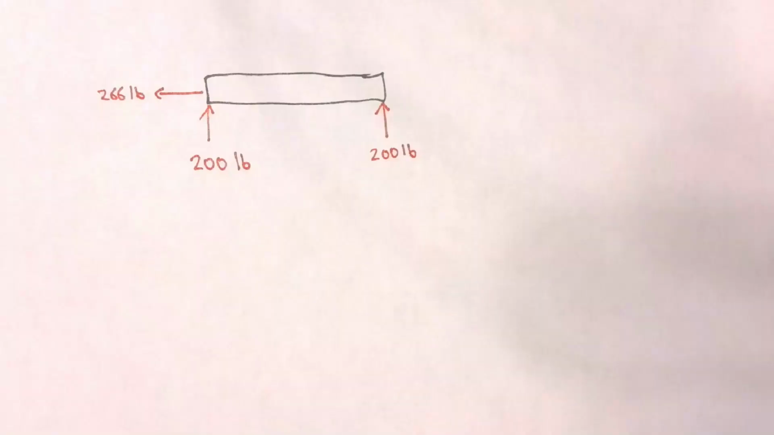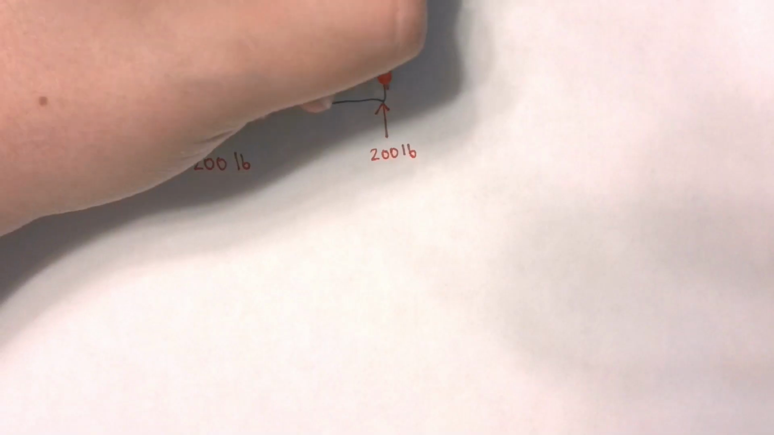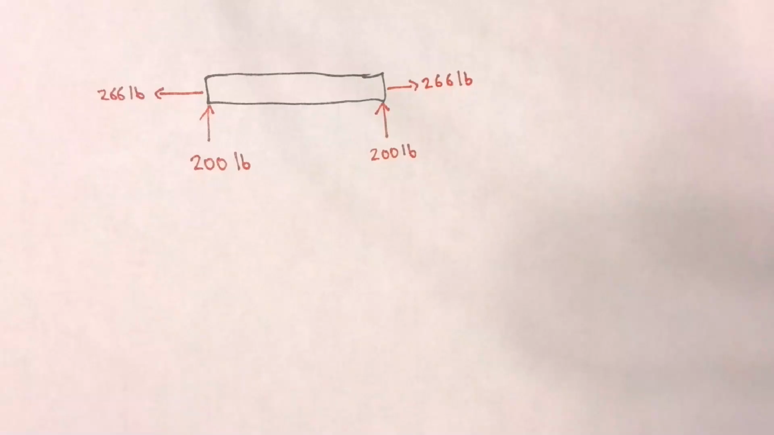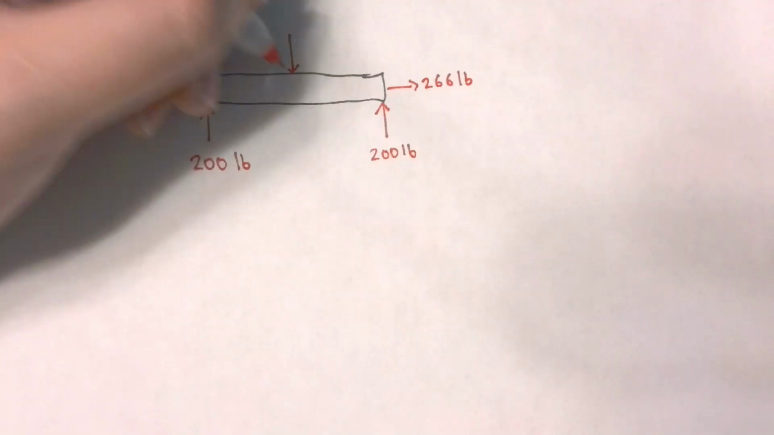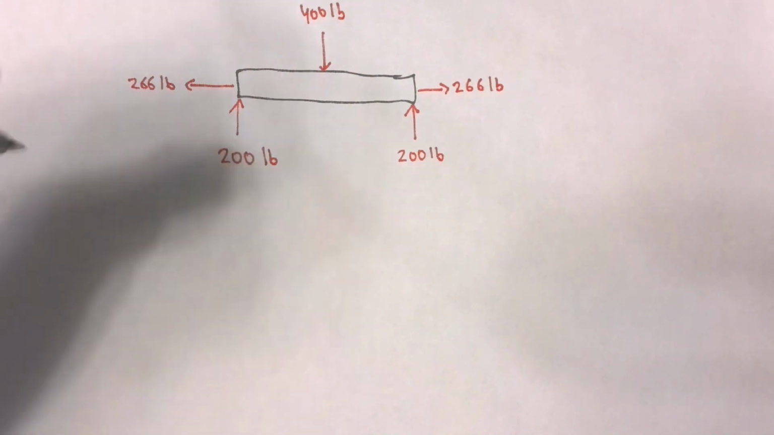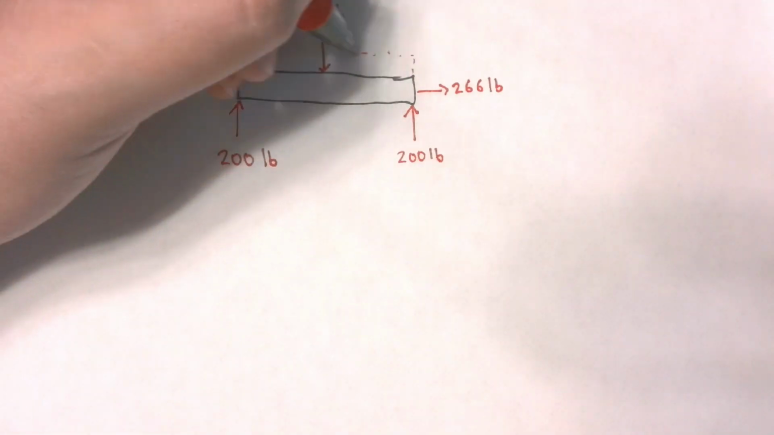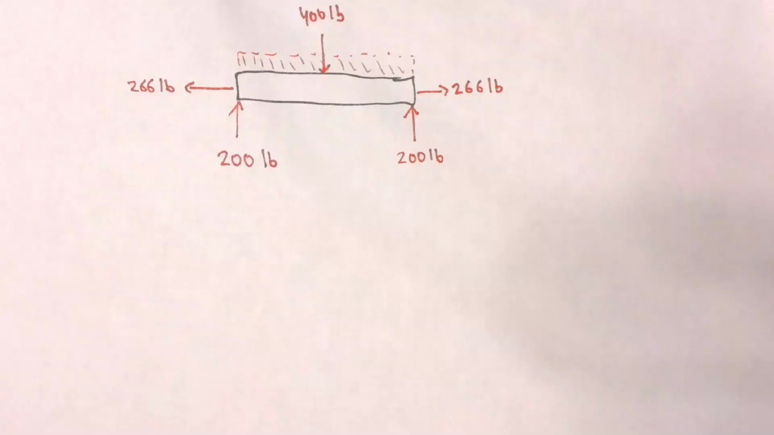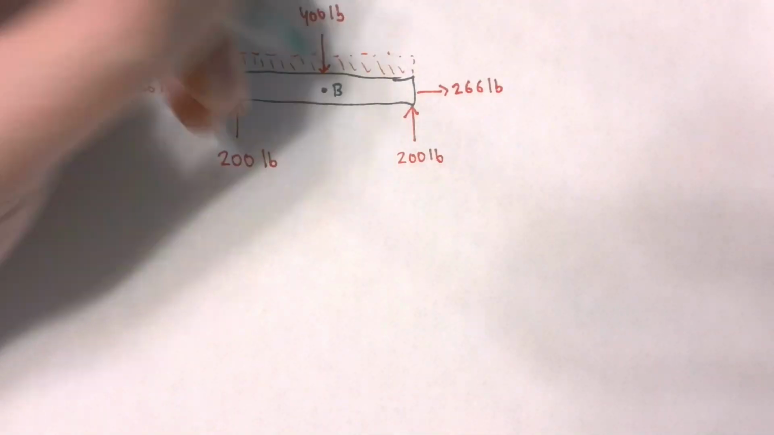I think it was 200. Okay. And then we had an X component of 266 pounds. And then we had a force of 400 pounds acting right down the center. Remember, that force was actually a product of a distributed load. Let's keep that in mind. Okay? We want to find the internal forces at point B right here.